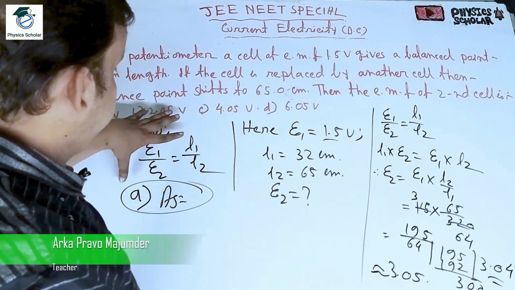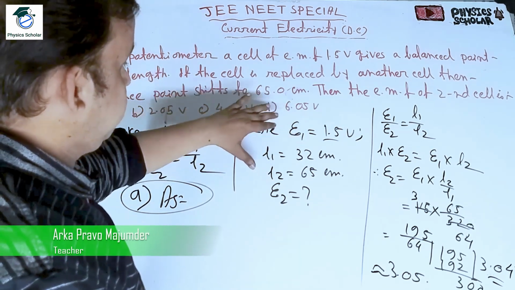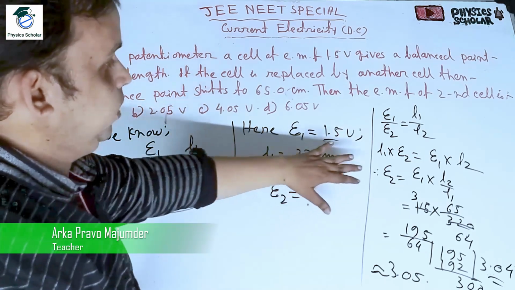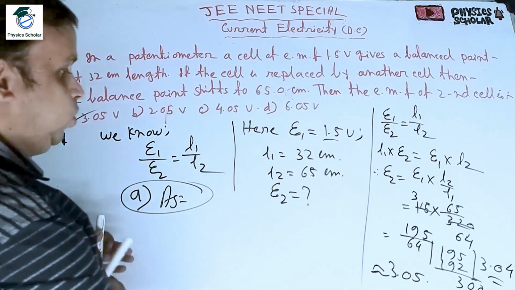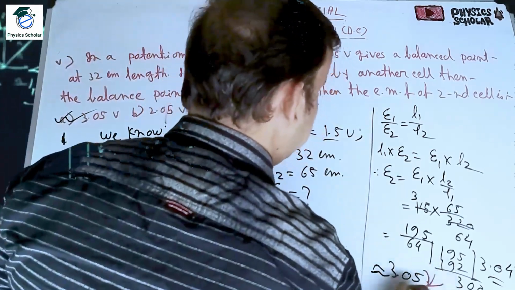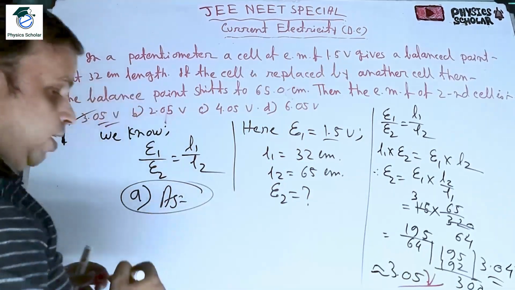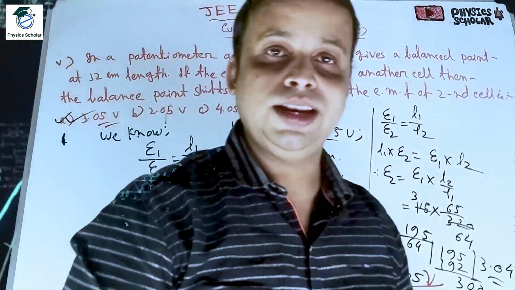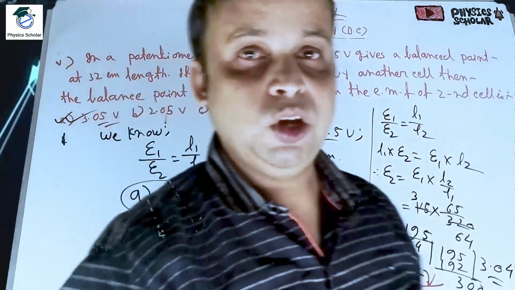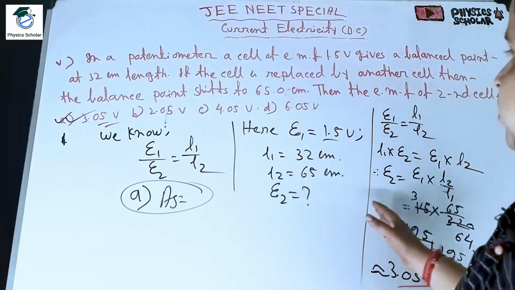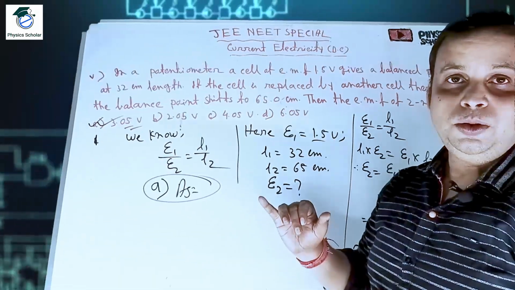Clear? So from this equation we are putting the values of epsilon 1, L1 and L2 and finding the value of epsilon 2, which is coming 3.05 volt. That will be the EMF of the second cell, the cell which will replace the original one. I hope you have understood this. Now you can pause the video and copy the sum without further delay.